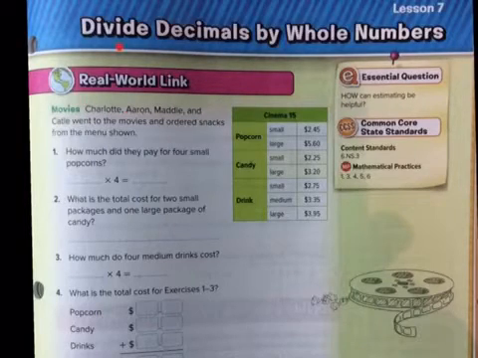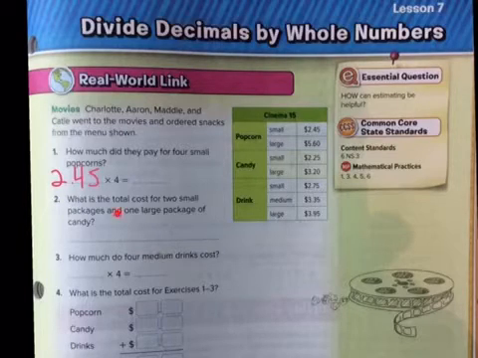Real world link. When we divide decimals by whole numbers, okay? Charlotte, Aaron, Maddie, and Katie went to the movies and ordered snacks from the menu shown. Here's our menu. How much did they pay for 4 small popcorns? Small popcorn, small are $2.45. Okay, so here we have to write our $2.45 times 4 equals $9.80, but we have to write it in dollar form, so $9.80.